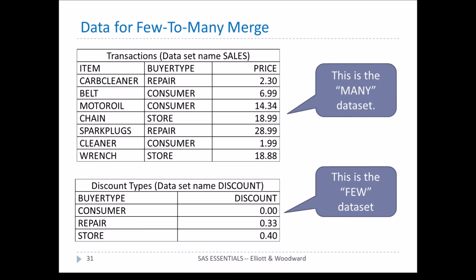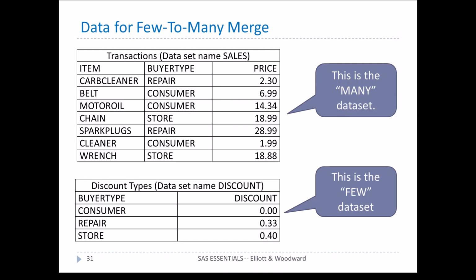So here we have two data sets. The first data set is the data of the items that were sold. Here we have a carb cleaner, cost $2.30, and it was sold to a repair shop. A belt that was sold to a consumer, and so forth. And then we have a few data set.